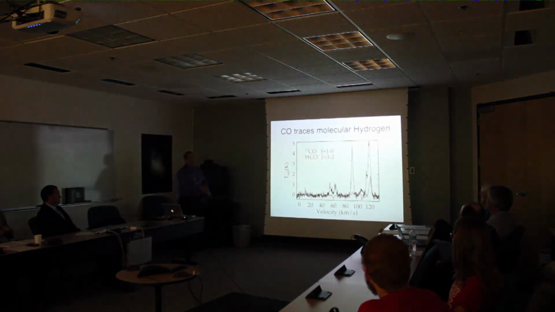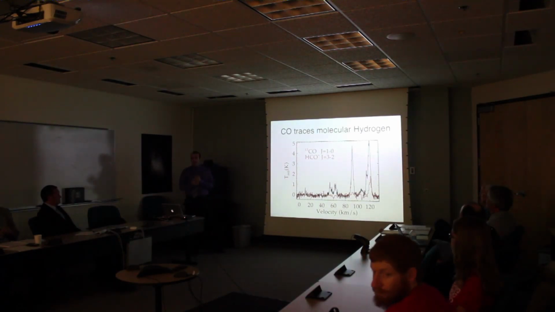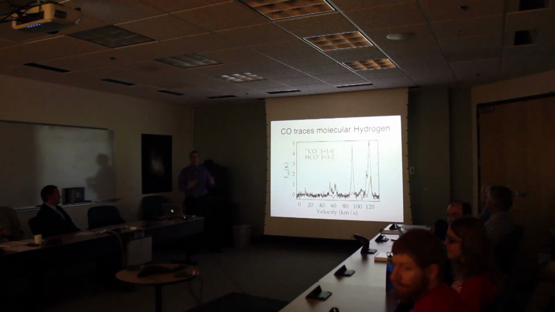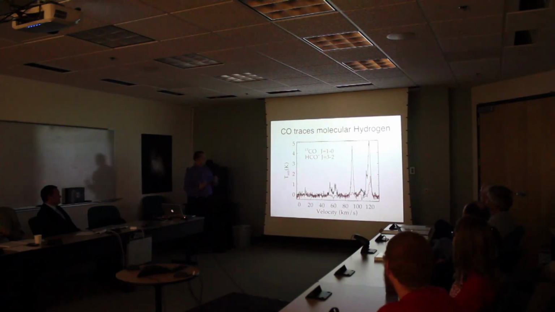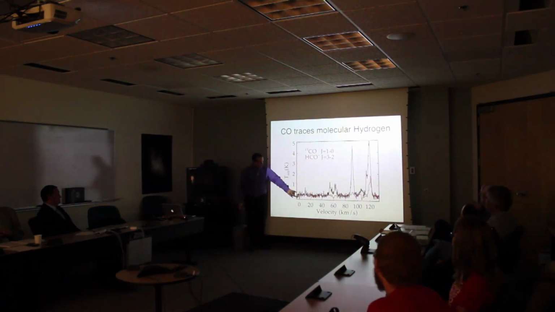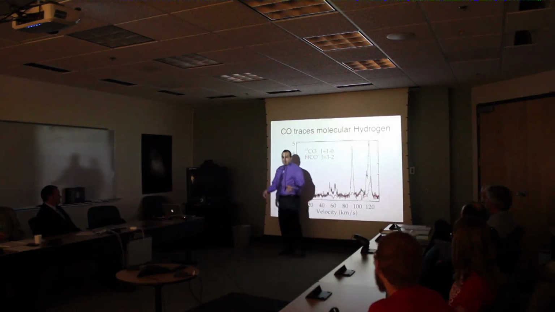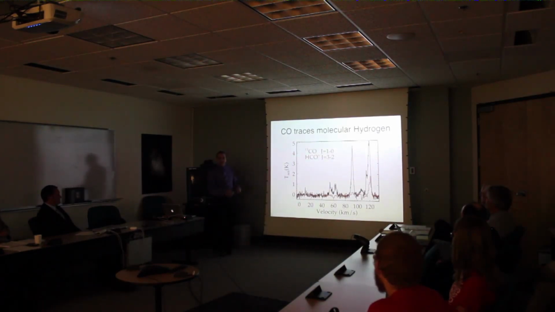Now, we need to find a tracer that looks at the densest gas. We want something that traces something that's denser than what it takes to light up CO. CO, if you look across the galaxy, will have multiple velocity components, because it doesn't take much to make CO excite. And that's why it's such a great tracer for where all the molecular gas is.